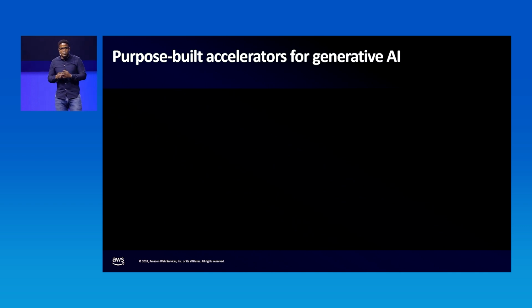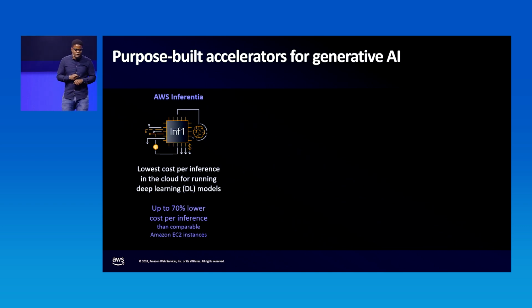Let's explore our purpose-built machine learning accelerators that enable you to optimize your AI workloads for cost efficiency and performance in the cloud. First, we have the AWS Inferentia 1. This is our first-generation inference accelerator launched in 2019. It offers the lowest cost per inference for your deep learning models, and you can achieve up to 70% cost savings versus comparable EC2 instances for your deep learning models.